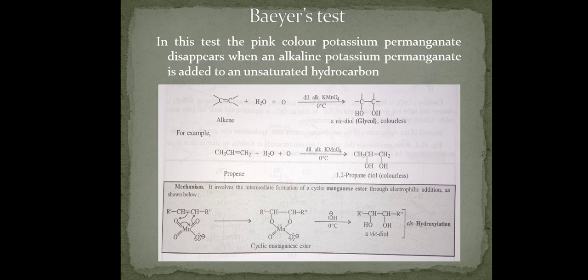Now, the mechanism of that particular reaction is also shown. It was found out that the mechanism undergoes electrophilic addition reaction, in which an intermediate cyclic manganese ester forms, which converts into vicinal diol. So you can clearly see in the reaction that whenever an alkene reacts with potassium permanganate, it gives an intermediate compound, that is cyclic manganese ester, which converts into the vicinal diol, which is a colorless compound.